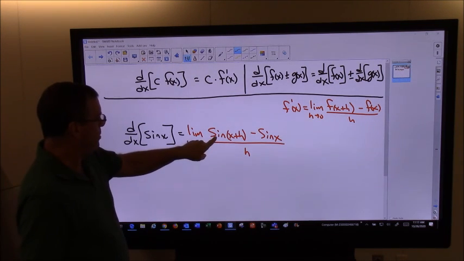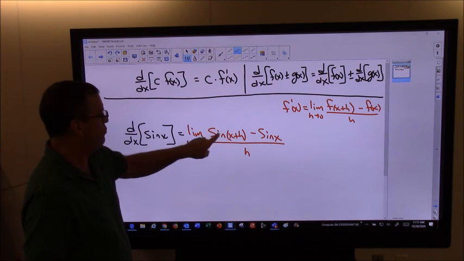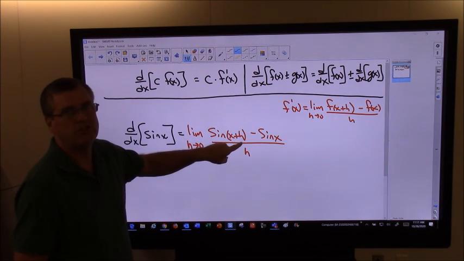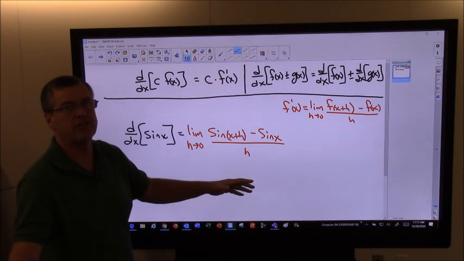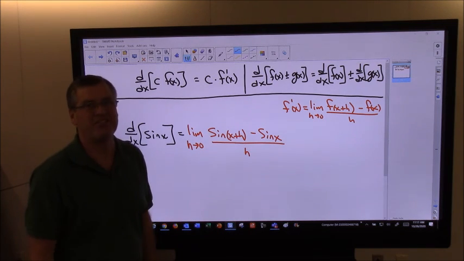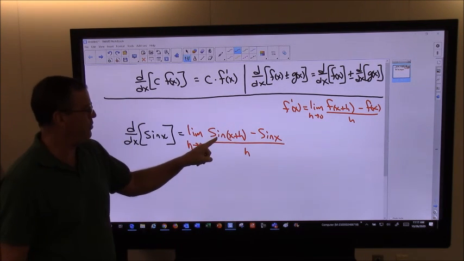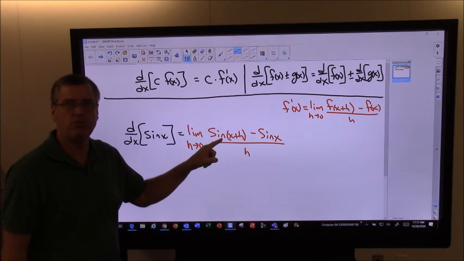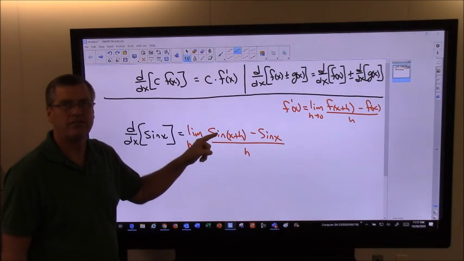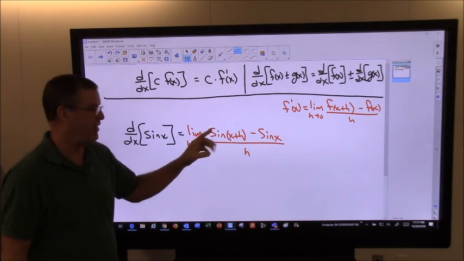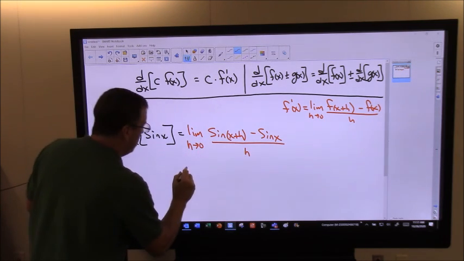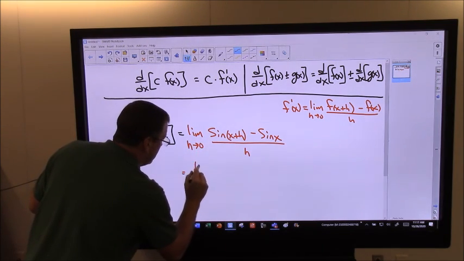Now, remember, you can't just distribute a trig function. You can't distribute any kind of function. Some of you guys tried that on a test. It didn't work. You have to use your sum and difference rules for the sine. Right? And you may not remember that, but I'll show you what it is.